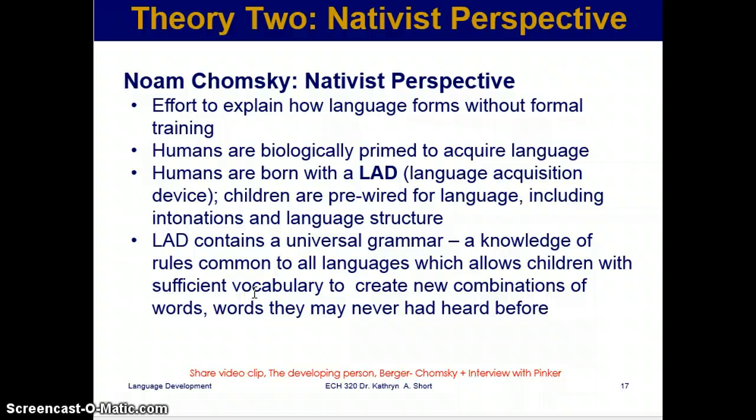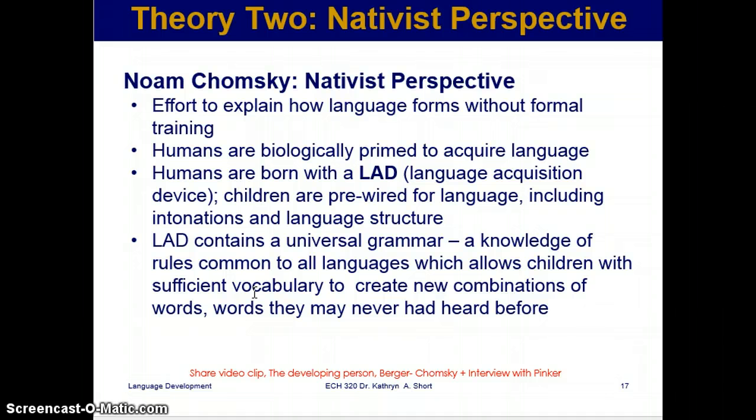Next one, humans are biologically primed to acquire language. So what they're kind of saying is God made us this way. God made, like when you're a baby, to biologically interpret language automatically.